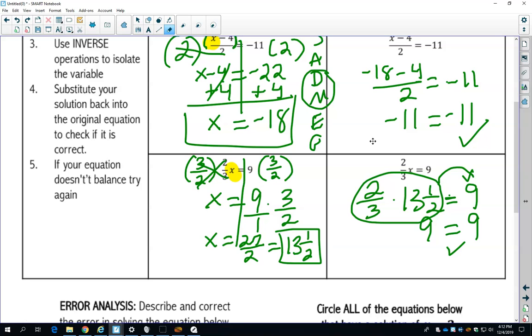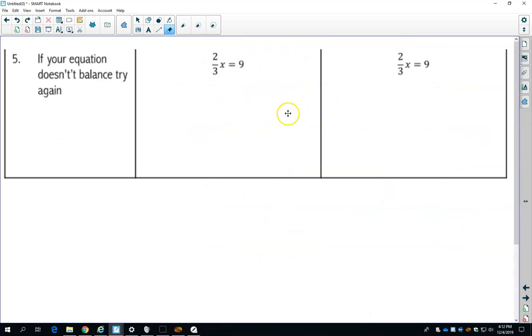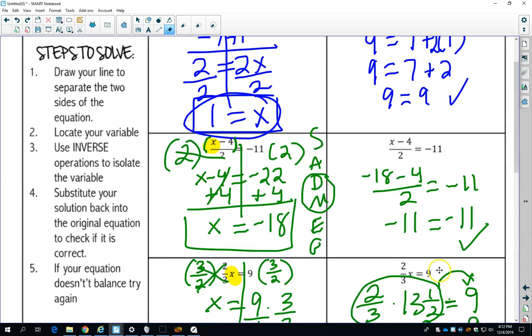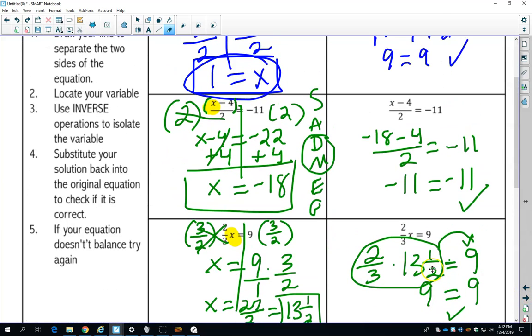All right, let's go on. We've got another one here. We have 2/3 x equals 9. It looks like we have a repeat. Oh, I already did that one.